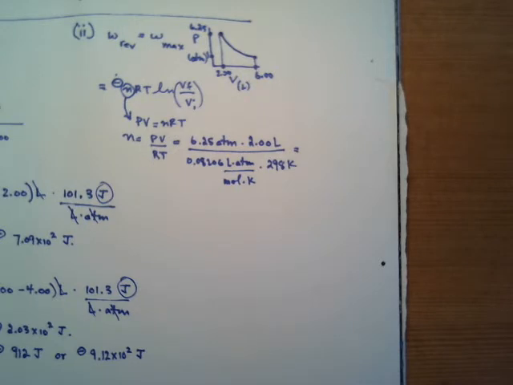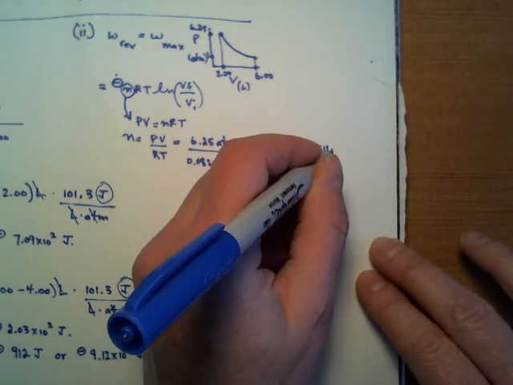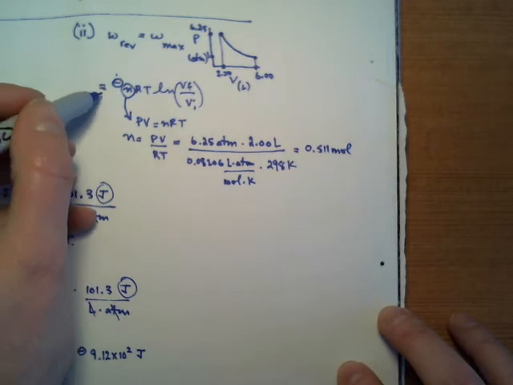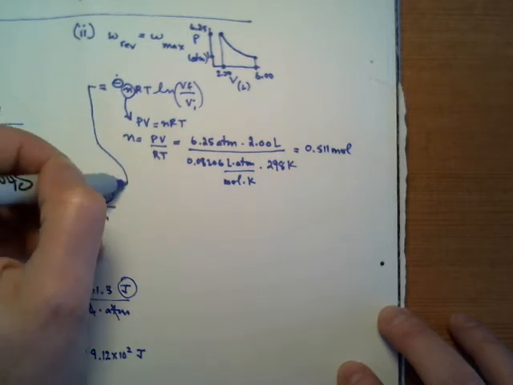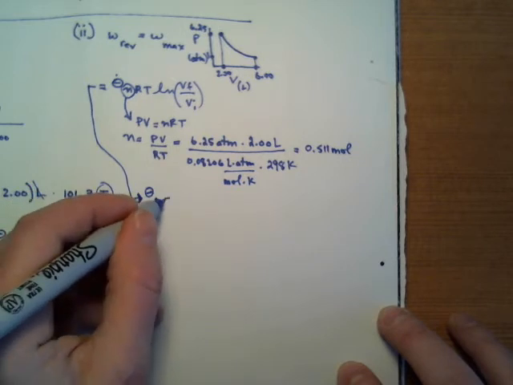6.25 times 2 over 0.08206. I'm using the computer, and that's divided again by 298. That gives 0.511. The next digit is a 1, so 3 sig figs is 0.511 moles. That's what I'm going to take forward. So now this whole expression comes down, and now I'm ready to do it.